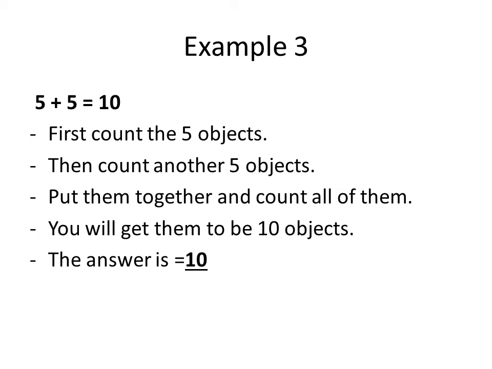First, count the 5 objects. Put them aside. Then count another 5 objects. Put them aside. Put the objects together, the 5 that you have counted and another 5 that you have counted. Put them together, and count all of them.